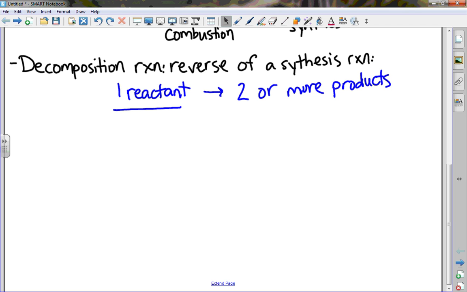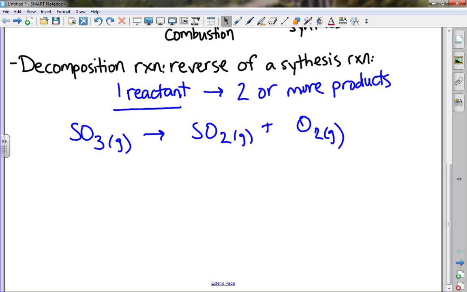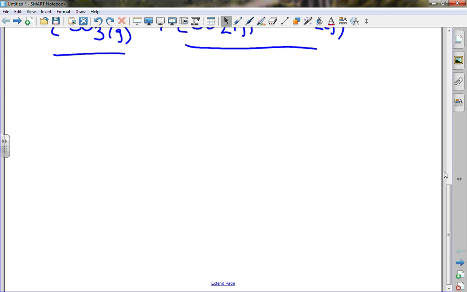Look here, sulfur trioxide gas would then decompose into sulfur dioxide plus oxygen gas. And then of course you have 2 and 2. And so you see it's just one reactant giving you, in this case, just 2 products. Okay, there's lots of examples of these. Anytime you see just one reactant, that's a dead giveaway. You know you're looking at a decomposition reaction.